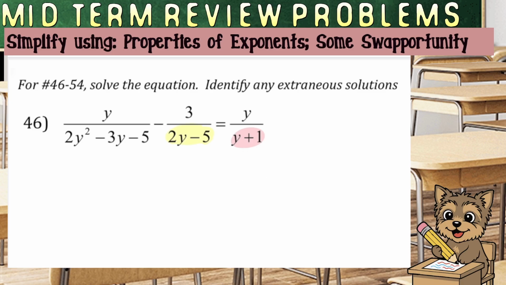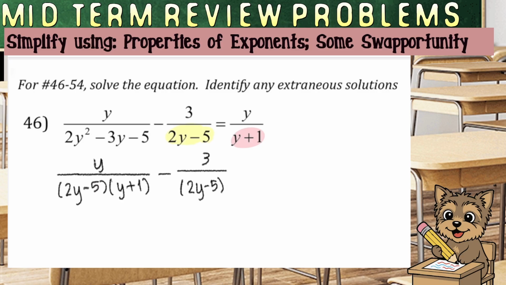2y times y is 2y squared, so that's my first term. Outer 2y minus 5y is negative 3y, and last times last, yep. So there we go. So we'll have y over (2y minus 5)(y plus 1) minus 3 over 2y minus 5 equals y over y plus 1. I know I don't really need these parentheses, but better safe than sorry.